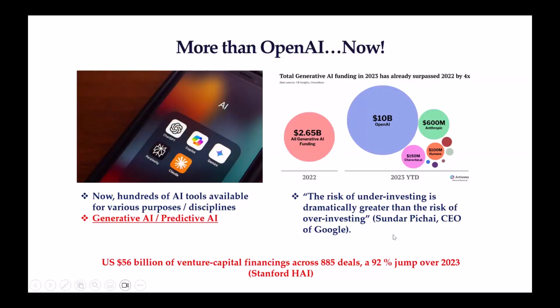In US dollar terms, it's $56 billion poured into Gen AI. So that's a 92% jump over 2023. Heavy investment means heavy development, right? So I really encourage you to use the Gen AI models. Among them, you can see ChatGPT, Copilot, Gemini, Claude, and more.